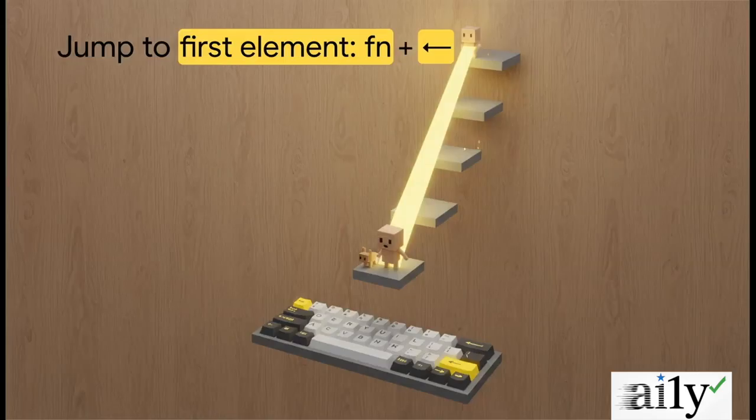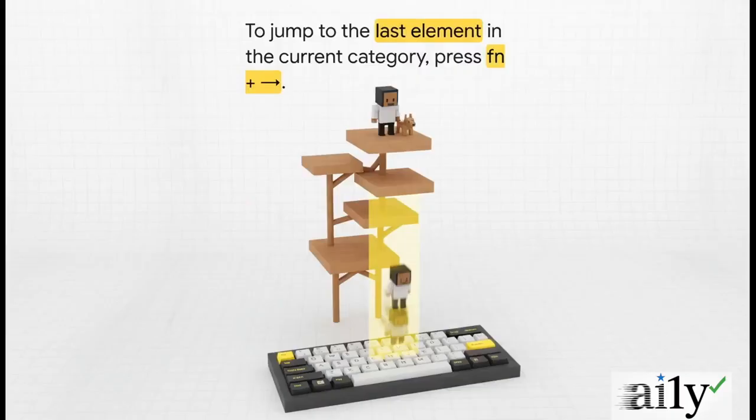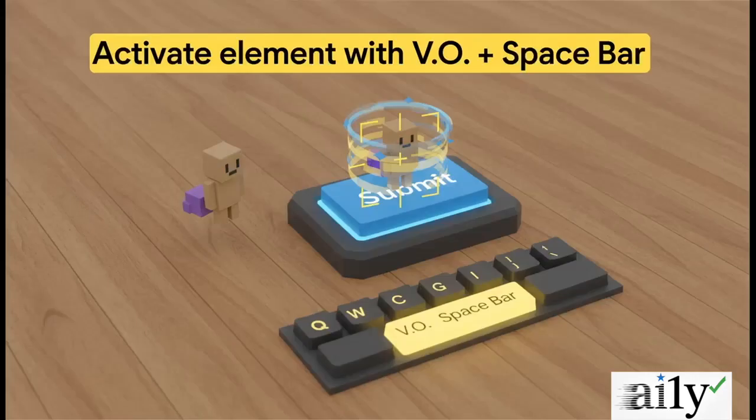Here's a useful little shortcut for you. To jump directly to the very first item in whatever category you've chosen, say the first link on the page, just press the function key, that's FN, plus the left arrow. And you guessed it, to jump to the very last element in that category, the command is function plus the right arrow key. This is great for quickly getting to things like footers or maybe the final button on a page.